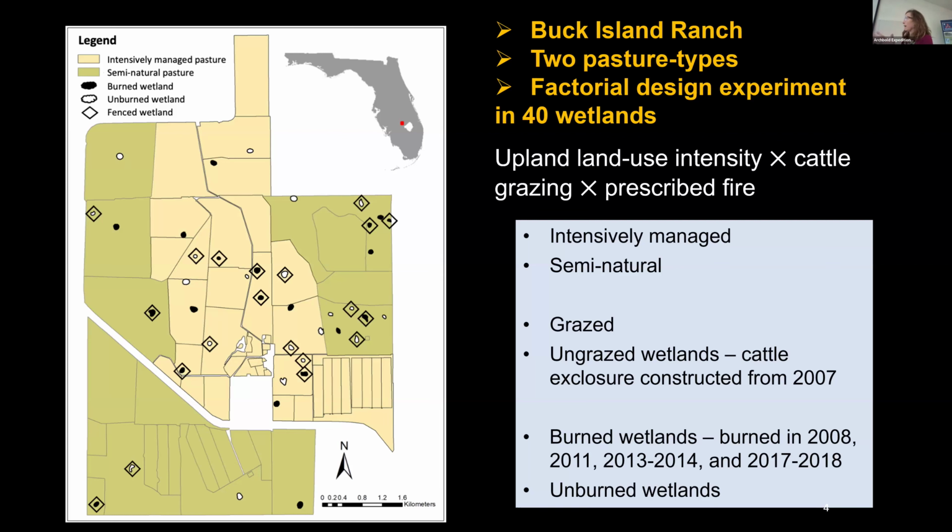And so we've had 40 wetlands. Half of them were grazed, half of them were fenced to exclude cattle. And on top of those grazing treatments, half of them were burned and half were unburned.